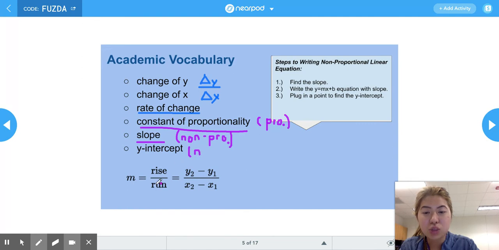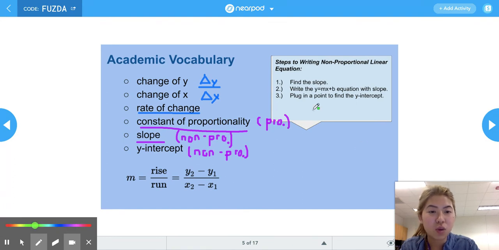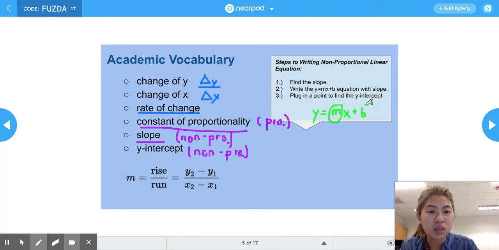And this m is equal to rise over run is equal to y2 minus y1 over x2 minus x1 is the slope formula. And then on the upper right hand, you'll see steps to writing non-proportional linear equations. So that is our equation in the form y equals mx plus b. And this is called slope-intercept form because you can identify what the slope is as well as the y-intercept from this equation. So our first step is to find the slope. Then we have to write the equation with the slope. And lastly, we're plugging in the point to work backwards to find our y-intercept.